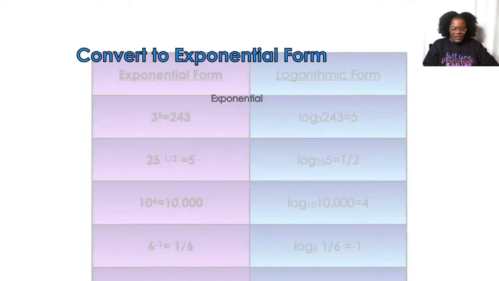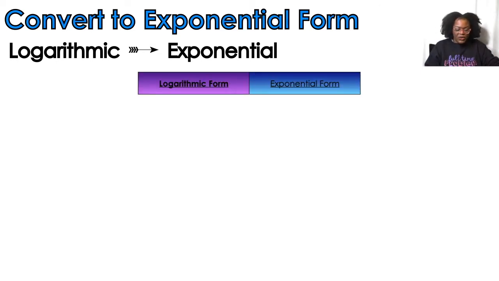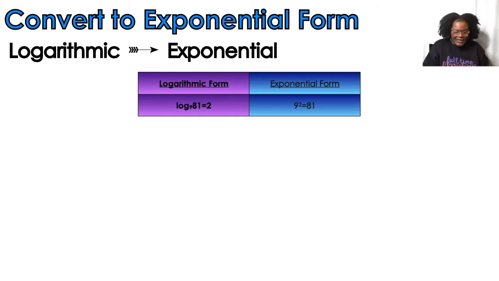Okay. So now we're going to do logarithmic to exponential, because you know in math, if you can go forwards, you have to be able to go backwards, okay? So I have log base 9 of 81 equals 2. In the last section, I kept saying the exponent is your answer. So we have to go backwards. My answer has to be my exponent, right? So 9 squared equals 81, all right?